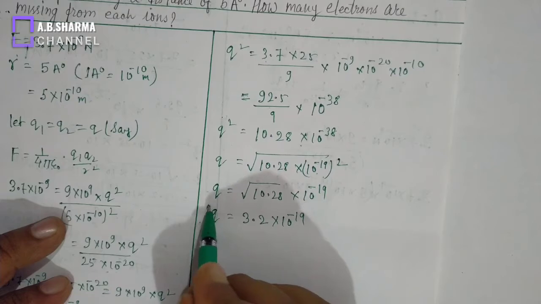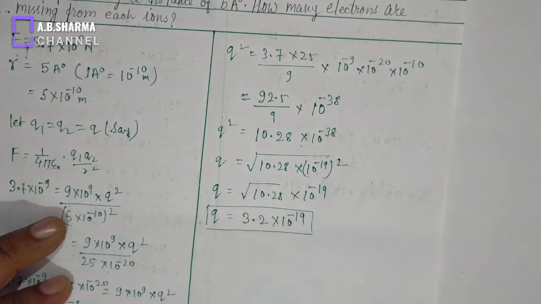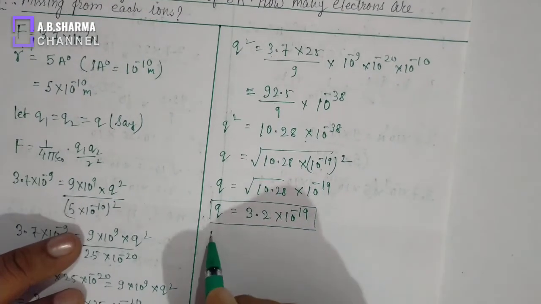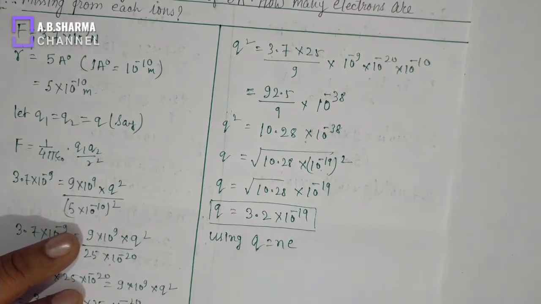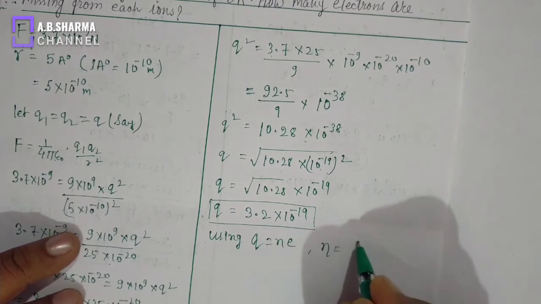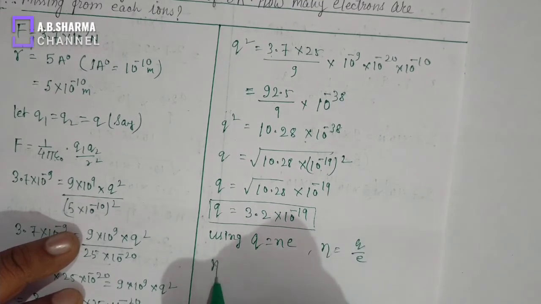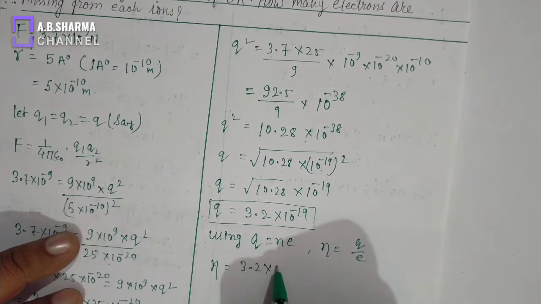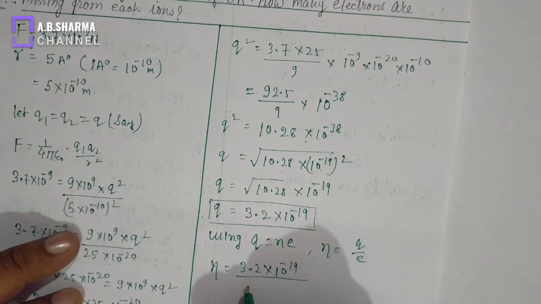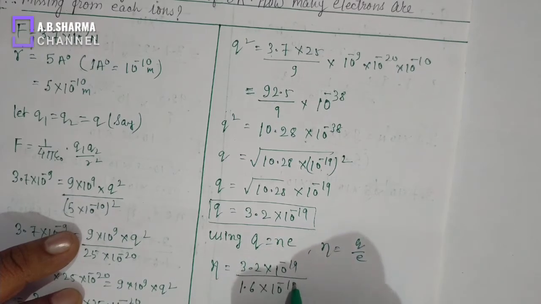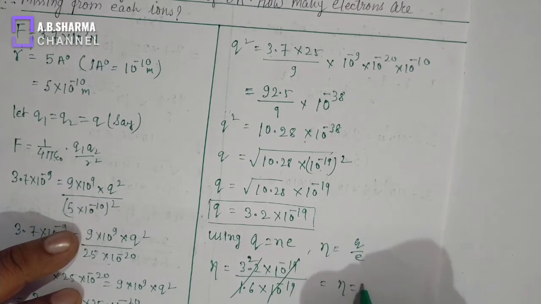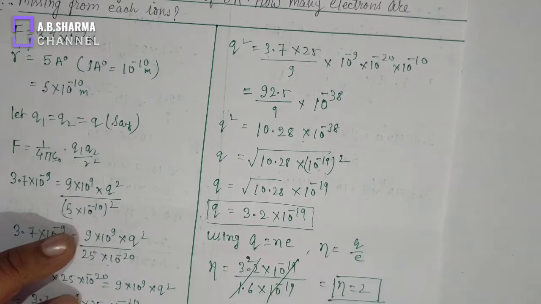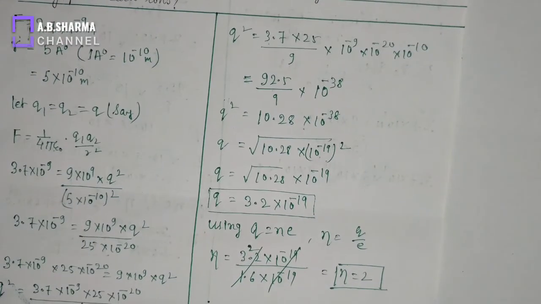So we have got the value of Q from Coulomb's law formula. Using quantization of charges, Q equals N E, we have to find N. So N equals Q over E, and Q is 3.2 into 10 to the power minus 19, and the value of E, you know, one electronic charge, is 1.6 into 10 to the power minus 19. Now this will be cancelled out and this will also be cancelled out. So the value of N equals 2. So the total number of electrons missing from the ions is 2.